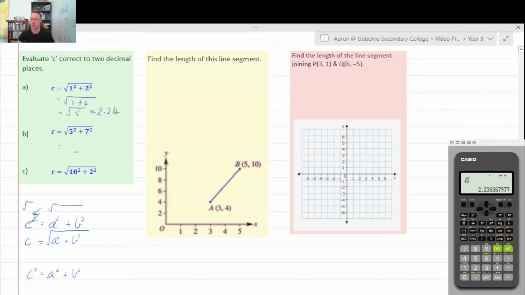You can have a go yourself and pause the video if you want. So 5 squared, so we're doing the squares first. 5 squared is 25 plus 49. Okay, that should equal 74. And then back again over to the calculator. Square root of 74 is equal to 8.6.